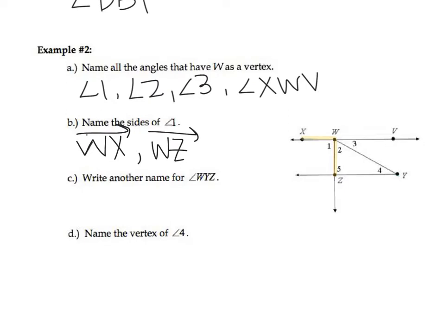Now we want to write another name for angle WYZ. So identify that angle. So we always start at the first letter and move our way. So we have W, then we want to go to Y, and then we go to Z. So if we look, that angle has a number which I can use to name it. So I can write angle 4. And because Y is the vertex and there's no other angle with that vertex, you could also use Y as the name for the angle. And that leads us right into D, which asks us to name the vertex of angle 4, which is the point where my sides meet, and it would be Y.